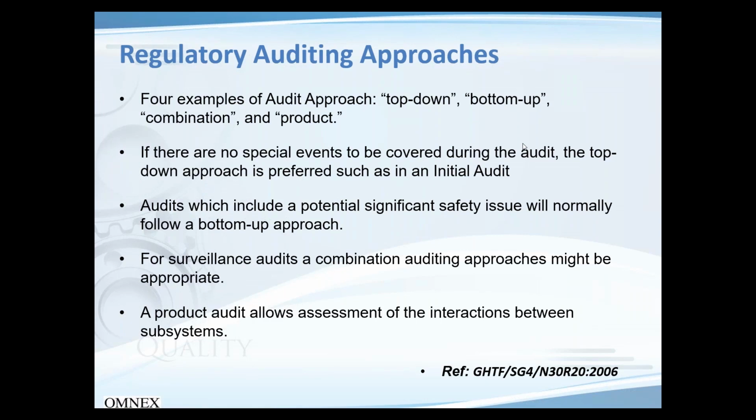And if there are no special events to be covered during the audit, so this is a normal audit, then they always choose the top-down approach. And for audits which include potential significant safety issues, the audit approach can be bottom-up, starting from the product and going backwards to the requirements. And for surveillance audits, the auditor chooses whether it is going to be a top-down or bottom-up method, or a combination.